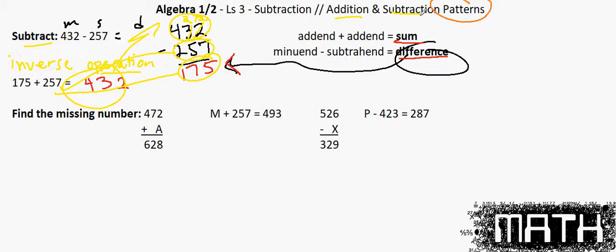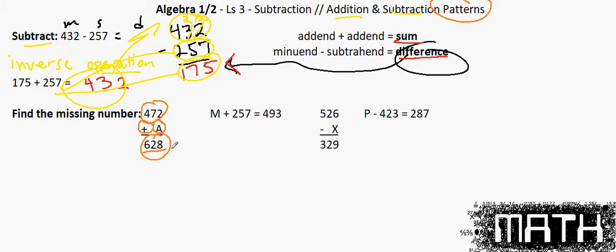So example 3.3, top of page 12, we have find the missing number. 472 plus what is 628? What kind of a problem is it? Addition. So we call this an addend. We also call this an addend. What do we call this?